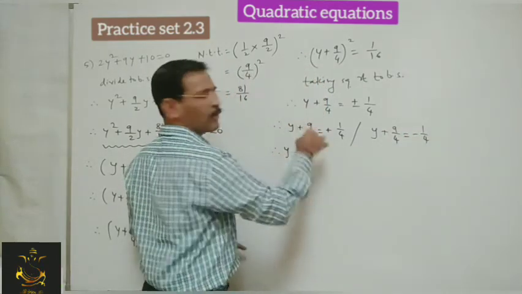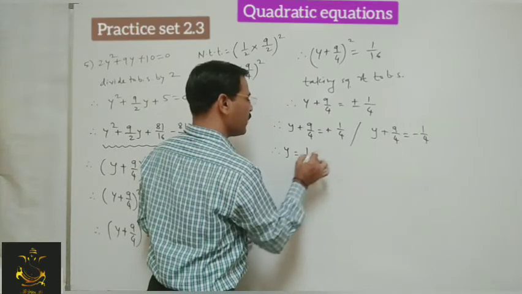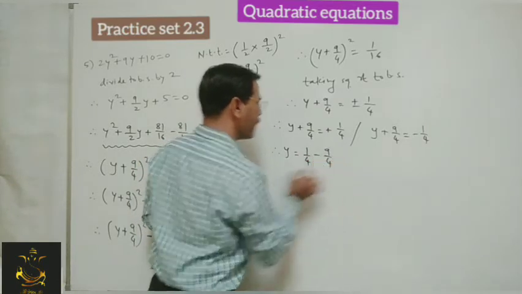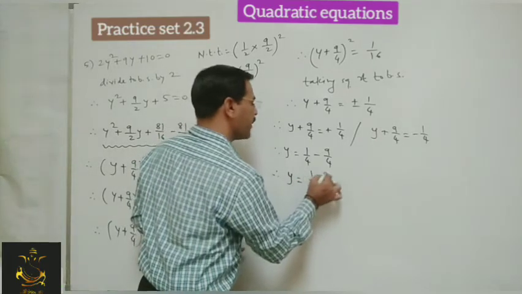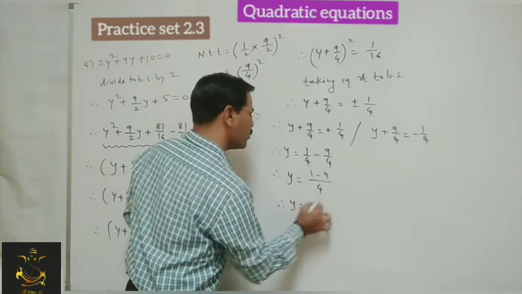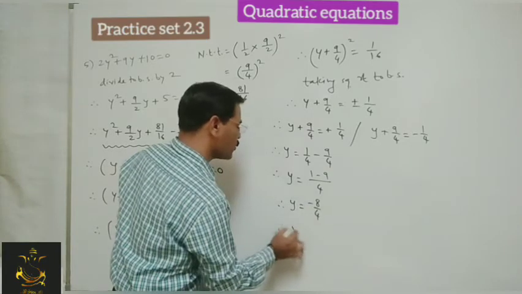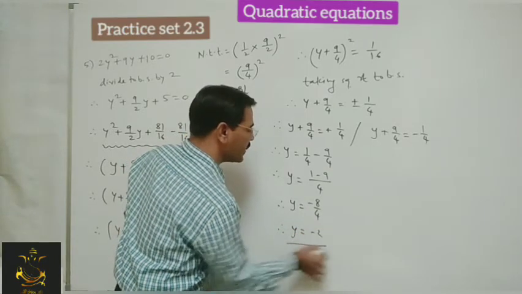So take this 9 upon 4 to that side. So 1 by 4 minus 9 by 4. Okay, y is equal to, denominator just once only. 1 minus 9, how much? y is equal to minus 8 by 4. So here y is equal to minus 2.